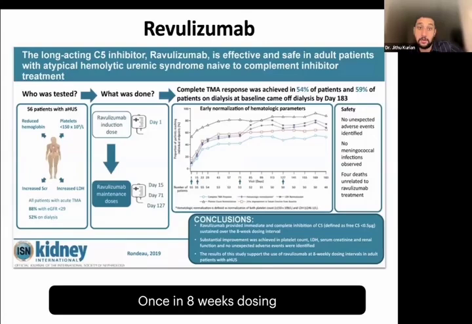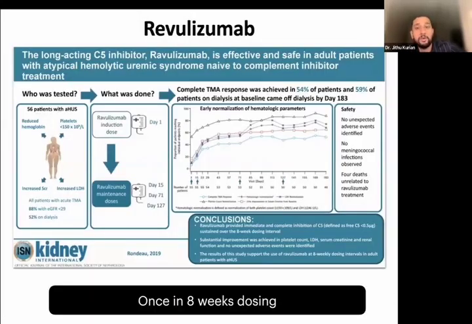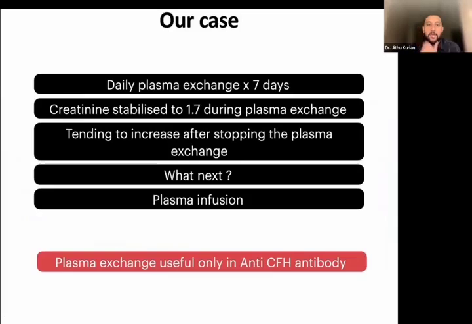You have the newer drugs. Our patient is in the situation where no genetic variant was identified, but there is biopsy-proven TMA in the native kidney, so she has to be on lifelong treatment. We have a newer molecule, ravulizumab, which can be given once in 8 weeks. The meningococcal vaccine has to be given, as we already know. But in an emergency scenario, we have to give oral penicillin or azithromycin as prophylactic antibiotics and continue.